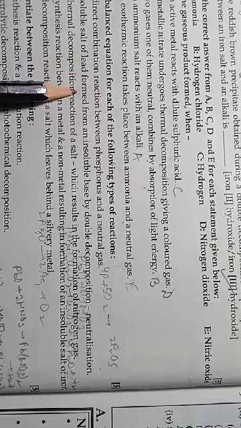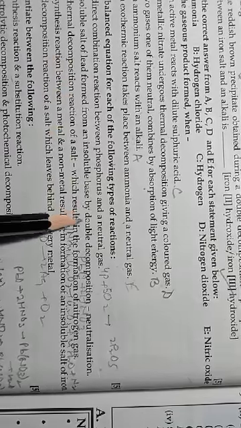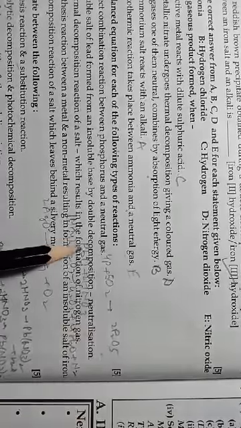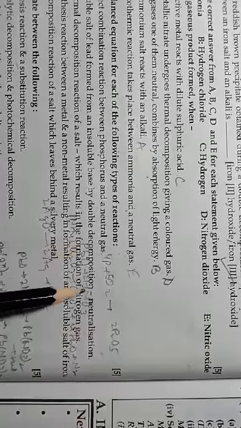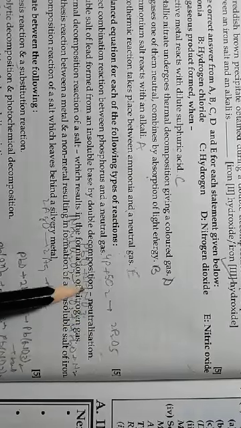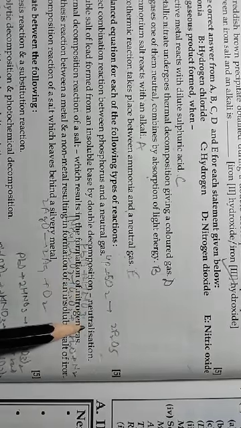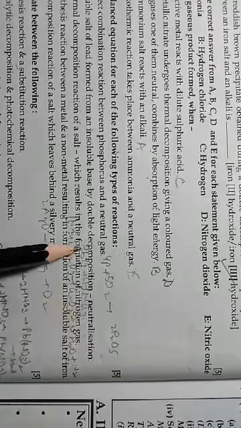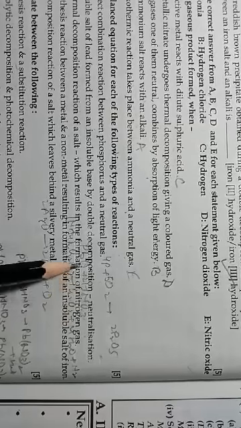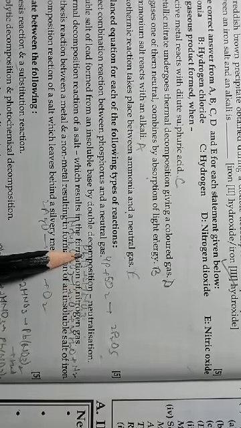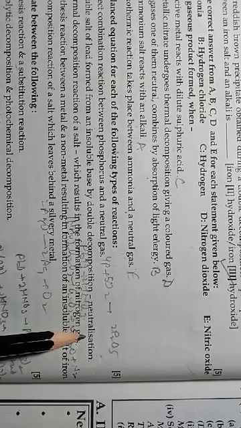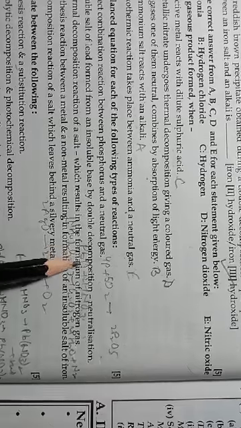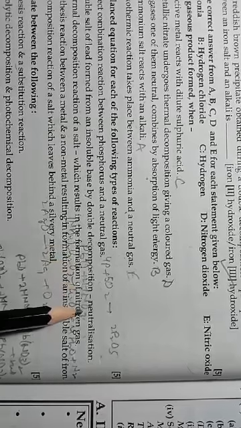A soluble salt of lead formed from an insoluble base by double decomposition neutralization reaction. Okay students, so the reaction will be PbO plus 2HNO3. These will be the reactants, and the salt which will be formed is lead nitrate. PbO is an insoluble base and HNO3 is the acid, and the soluble salt lead nitrate is formed.